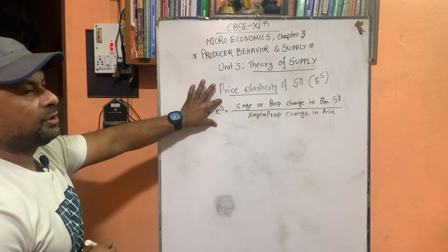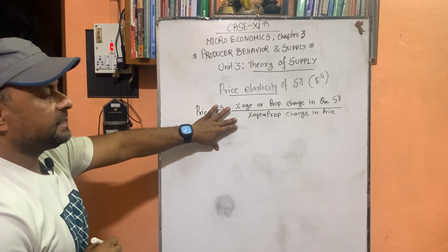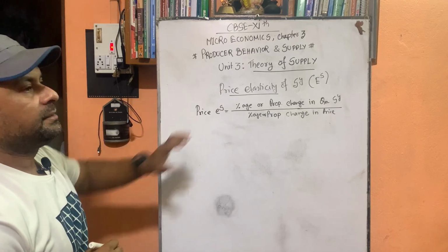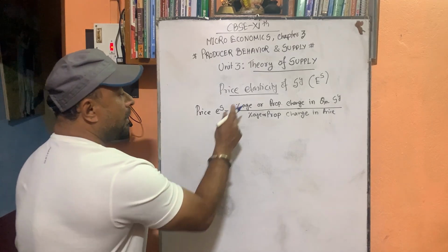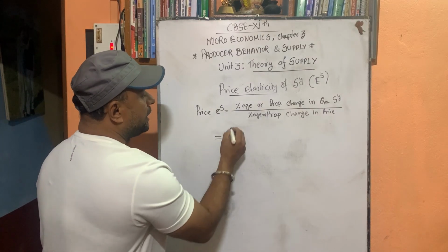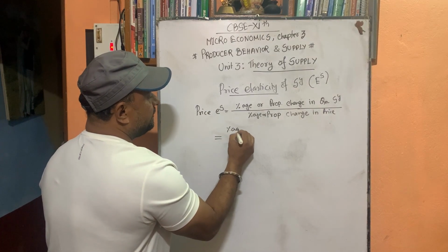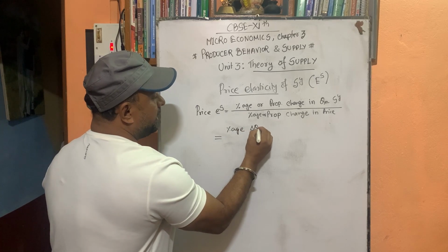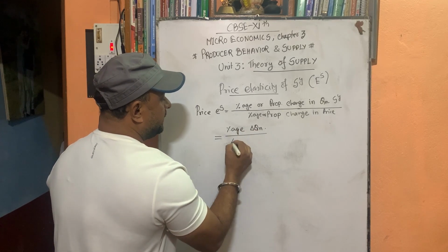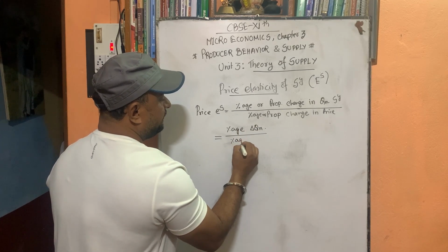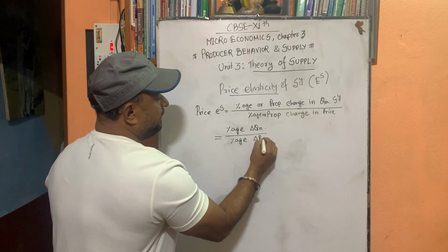It means the price reaction of the producer: with the change in the price, how much he is reacting. This is price elasticity of supply. Now in the percentage method, it is the percentage change in quantity divided by the percentage change in price.